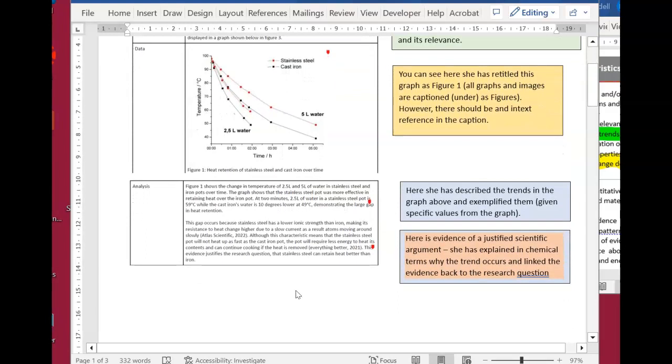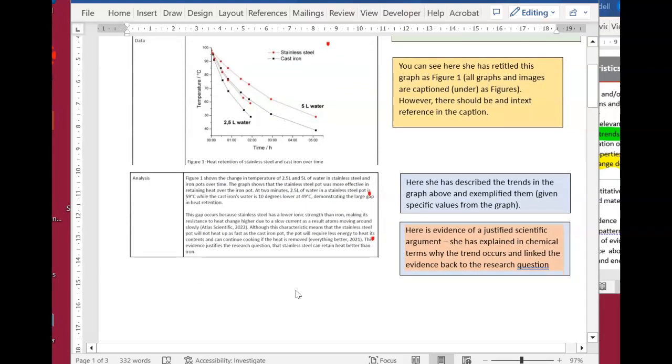That's absolutely necessary. Then the last thing that she's done is she's tried to use some scientific background to explain the pattern that she sees. This gap occurs because stainless steel has a lower ionic strength than iron, making its resistance to heat change higher due to slow current as a result of atoms moving around slowly. And she has an in-text reference for that, so she hasn't come up with that herself. She's found that idea or that bit of content somewhere.